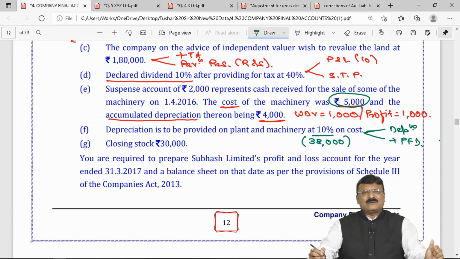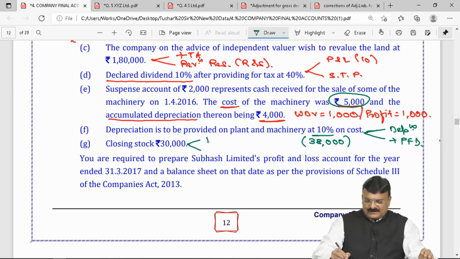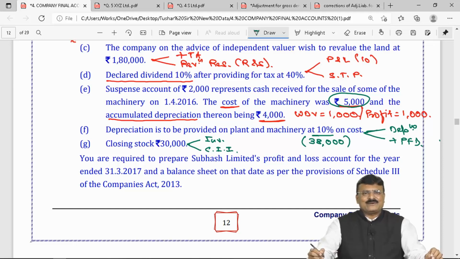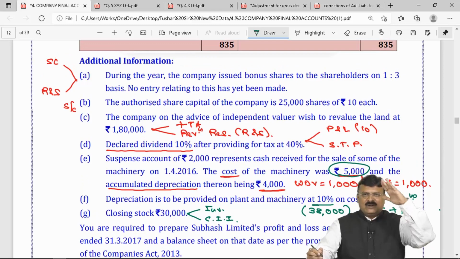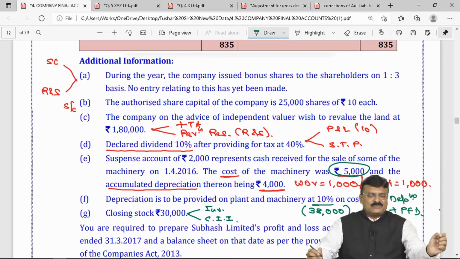Closing stock is 30,000. First effect will be inventories, and second effect will be change in inventories. Change in inventories is opening stock minus closing stock. You are required to prepare Subhash Limited's profit and loss account for the year ended 31st March and balance sheet, in full length format, and you have to proceed with the solution here.